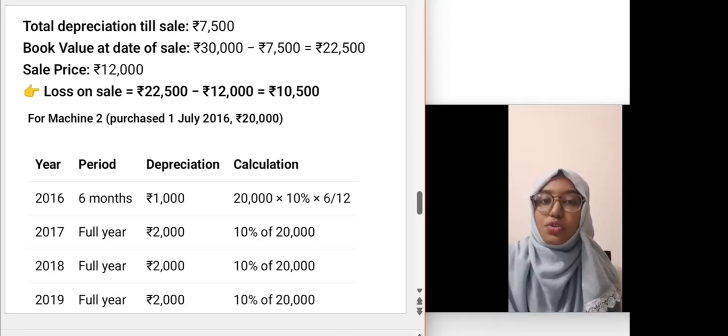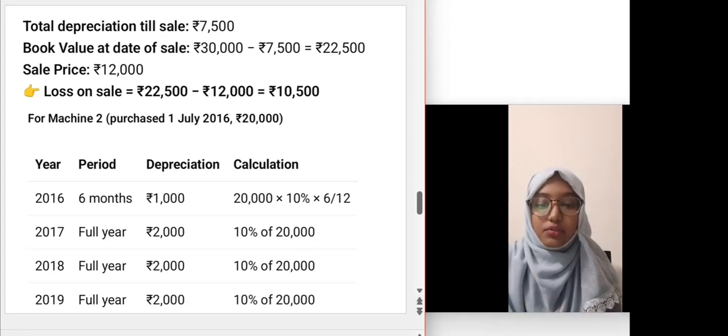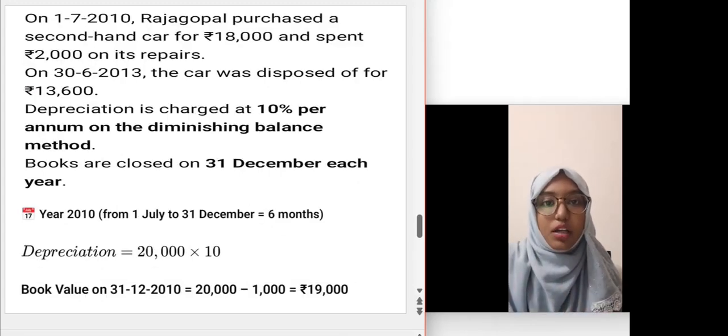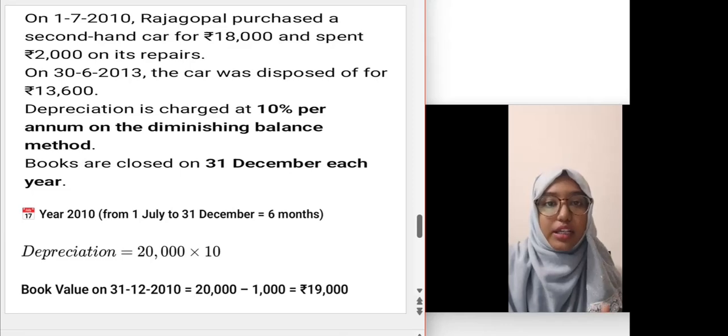And for the third year also, the asset is not sold, only the first asset was sold. So 20,000 into 10%, 2,000. And for the year 2018, the value is same. So here the asset value is being calculated for 2016, 17 and 18. So this is one sum based on the straight line method.